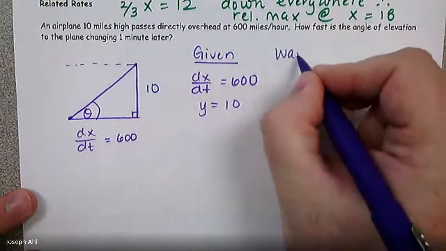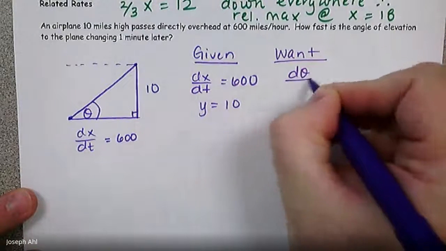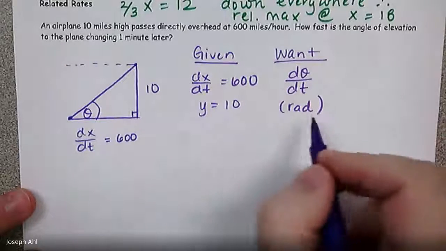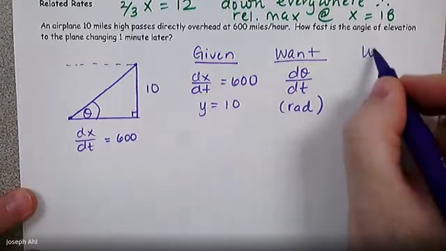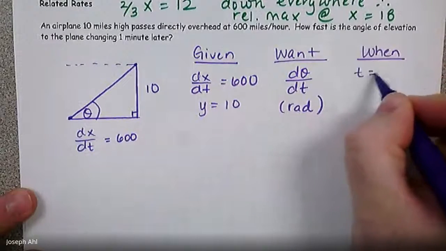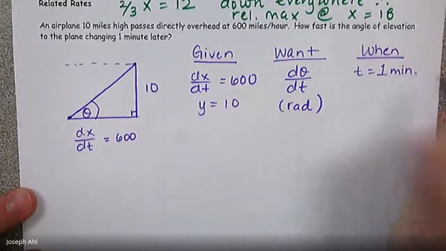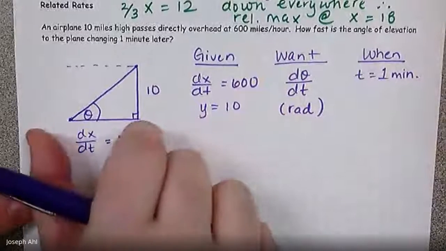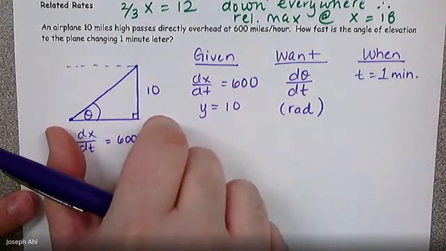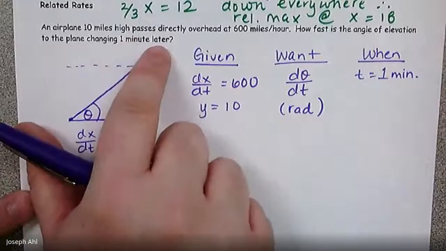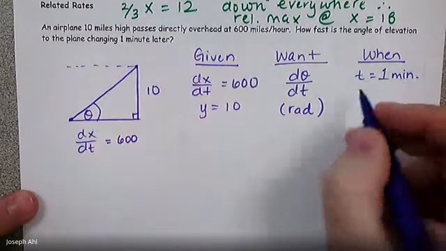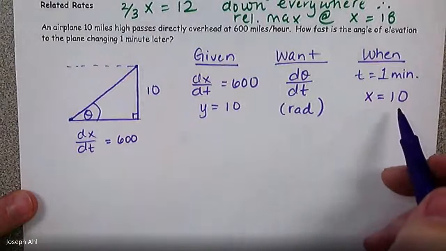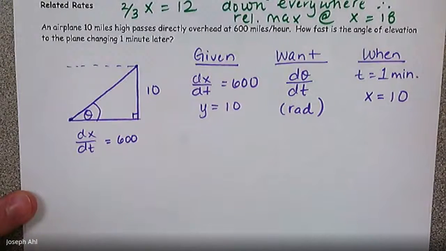So we want d theta/dt. Remember that for any trig application, we have to have radians for d theta/dt when the time is 1 minute later. Well, since the plane is flying at 600 miles per hour, if we divide that by 60, because we have 60 minutes in an hour, we know that 1 minute later the distance x is 10. So we're also going to use that as a piece of information to set this up.